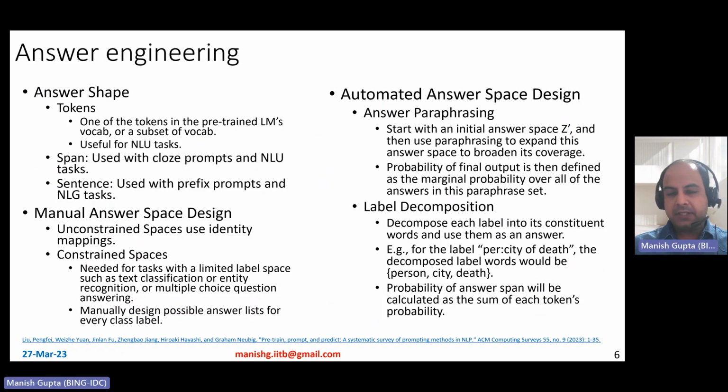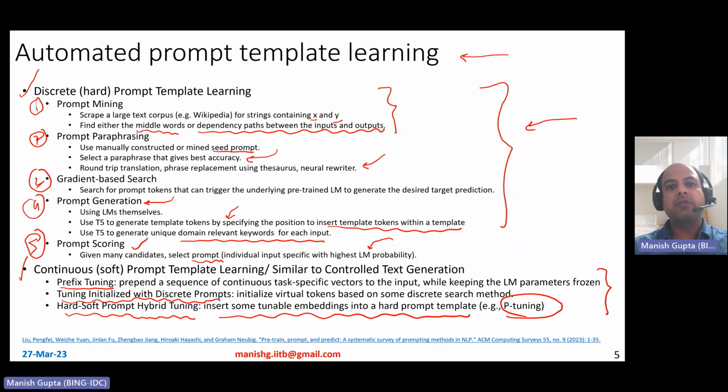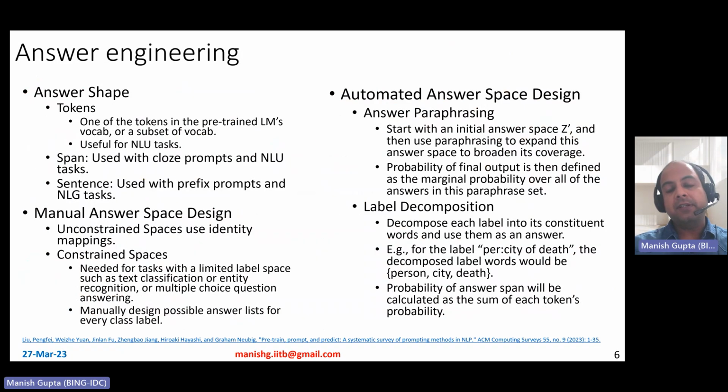So those were some of the prompt engineering methods, methods for prompt template learning. For classification tasks, you also need to care about answer engineering. In general, your answers could be any of these three types. They could be sentences. For natural language generation, they could just be sentences and phrases and so on. There you don't need to do much answer engineering, because whatever output comes from the language model is your answer. You can directly put it out as an answer. So you can use it with prefix prompts and use it for NLG tasks, which is great.